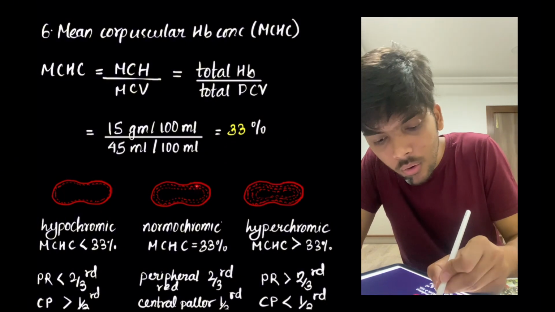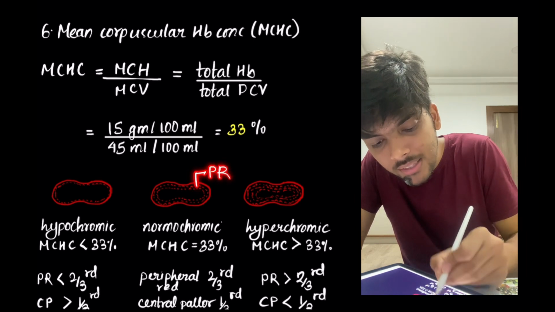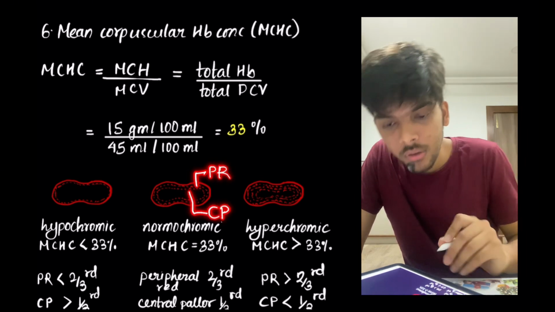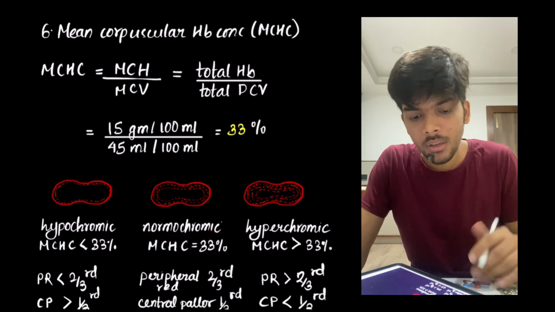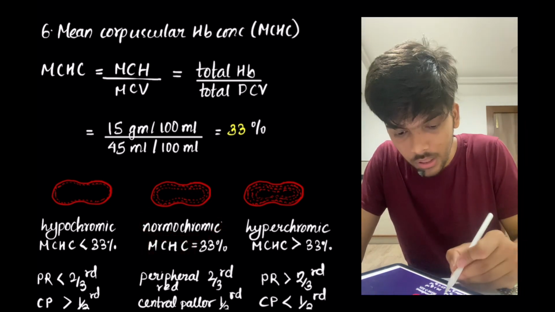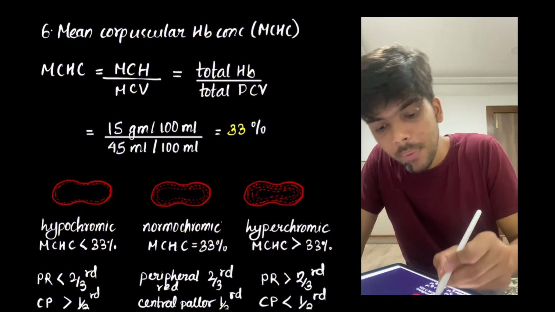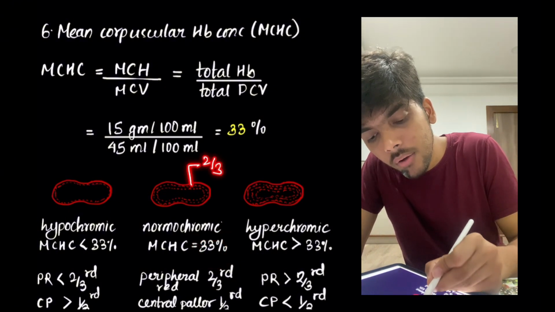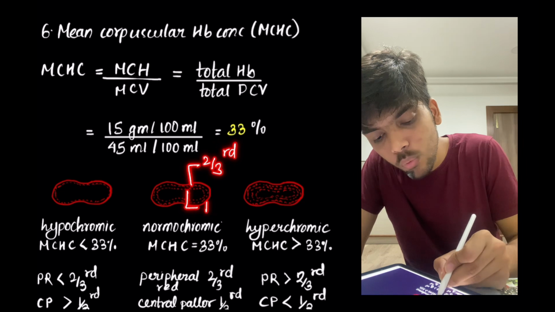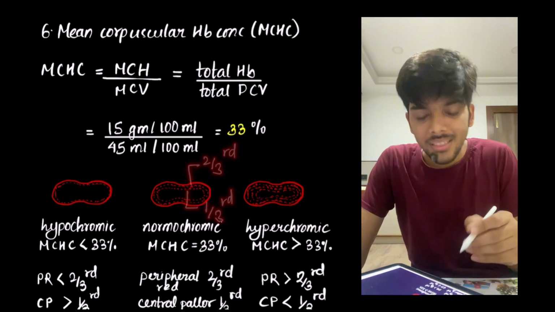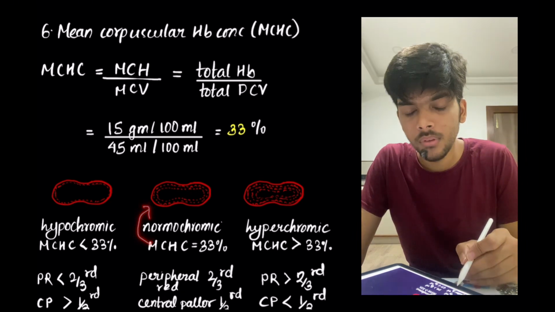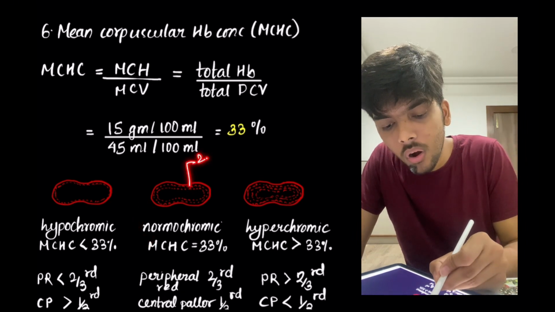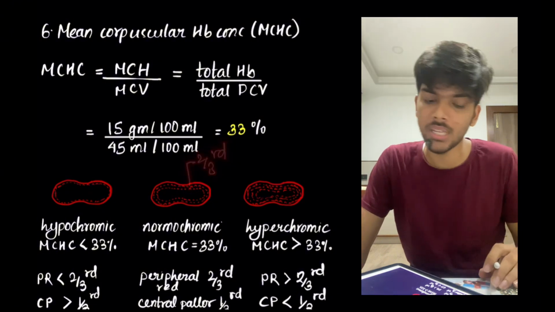What do we have here? We have the peripheral red and the central pallor. First things first. In a normochromic RBC, MCHC is normal, 33%. The peripheral red is 2/3 and the central pallor is 1/3. So 33% of the hemoglobin present in this cell forms 2/3 of the peripheral red of the cell.